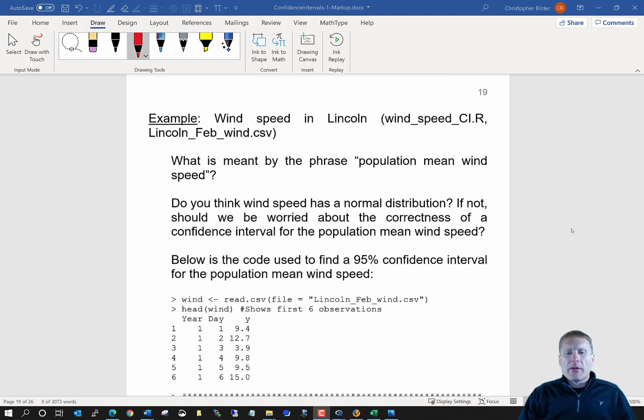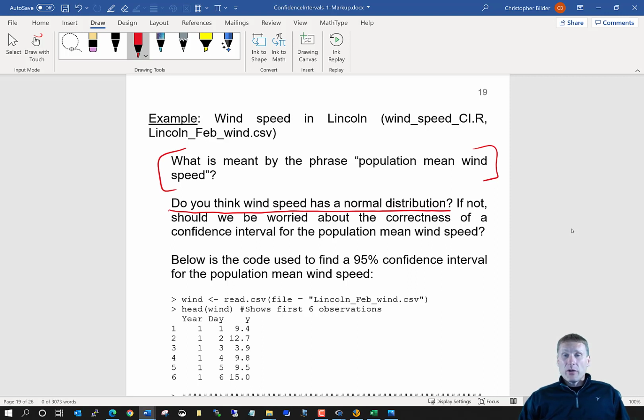So let's take a look at another example. This goes back to our wind speed example that we've had before. What we'd like to do is find a confidence interval for the population wind speed. I want you to think about what that actually means in the context of this particular sample. First of all, do you think the wind speed has a normal distribution? Well, we've seen previously that it sure doesn't look like it. It looks right skewed. So the answer is no.